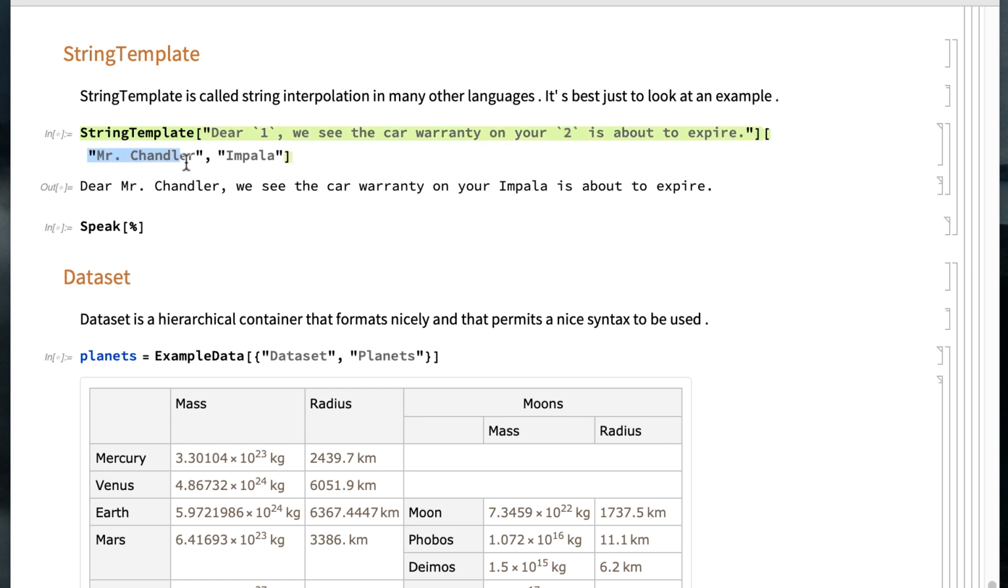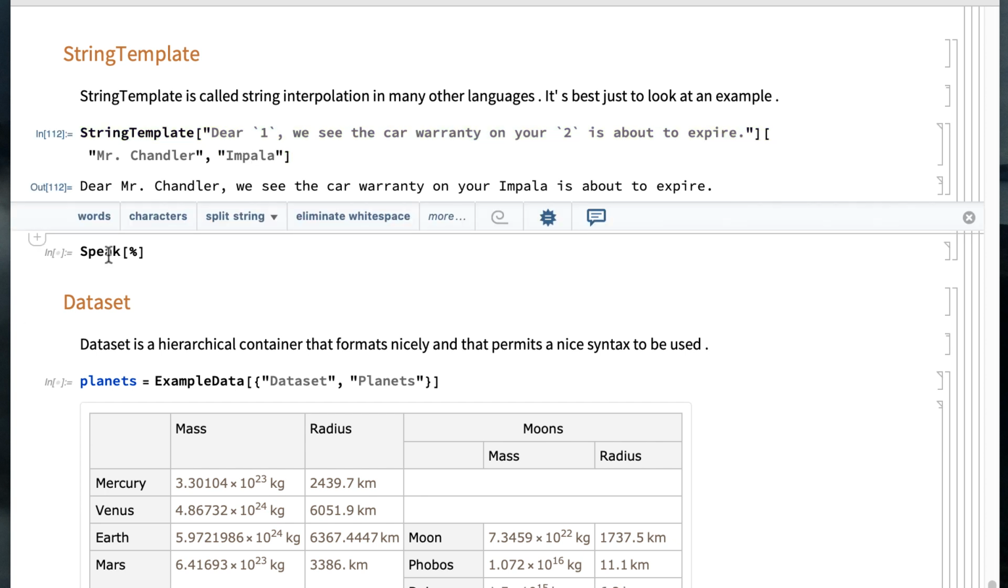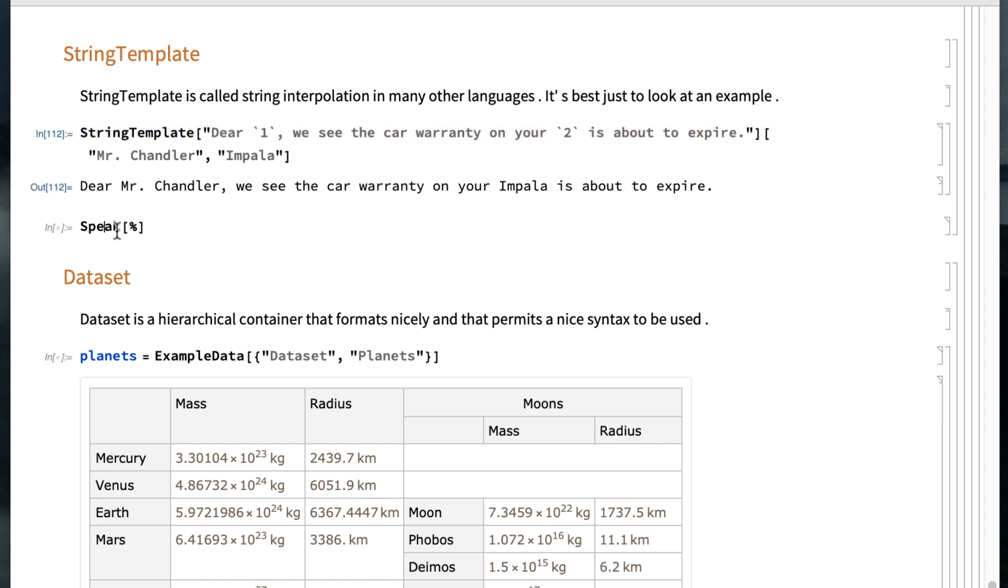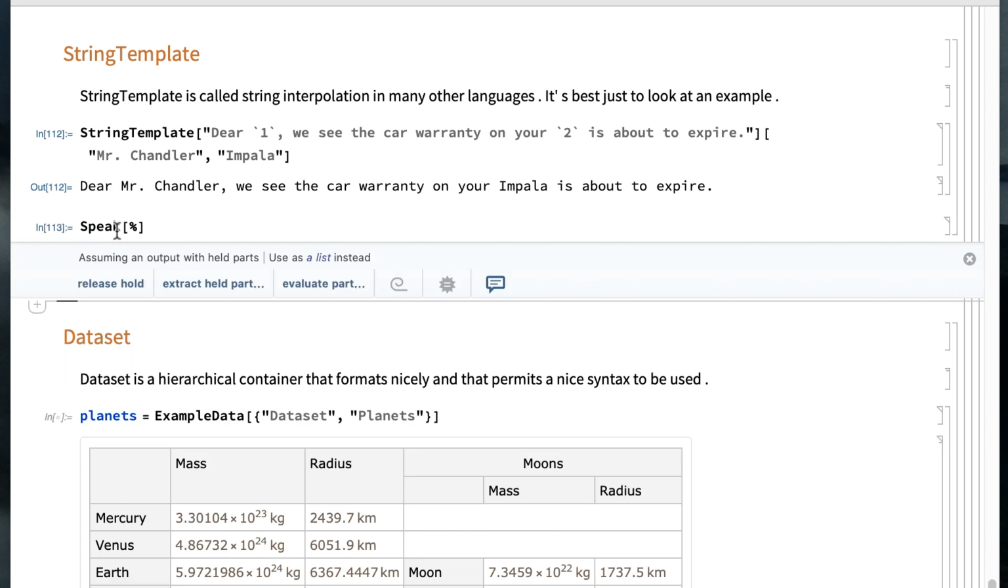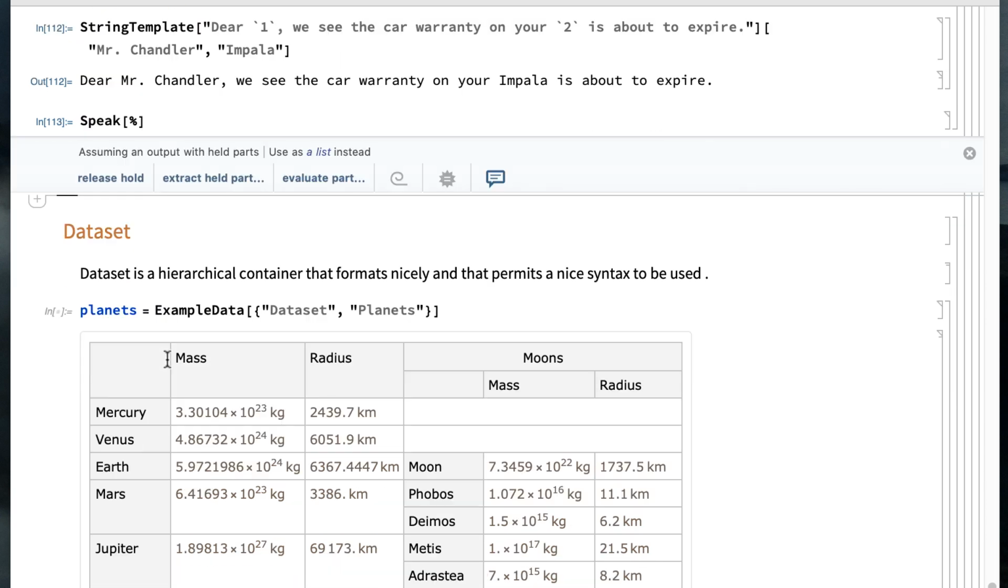The first insert is Mr. Chandler, and the second insert is Impala, and so here's what it produces. Okay? And just for fun, there is a Wolfram language function called speak, and so I'm saying speak that, and I don't know if you can hear it. All right, and that's when you hang up.